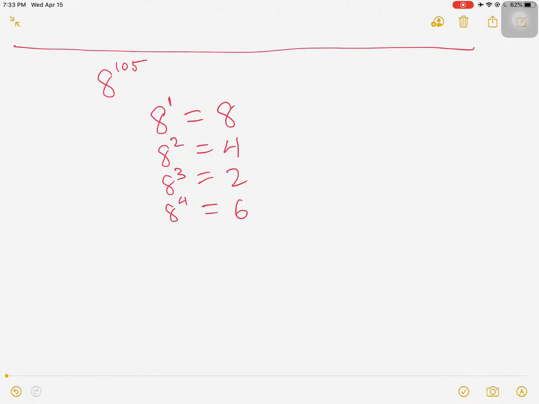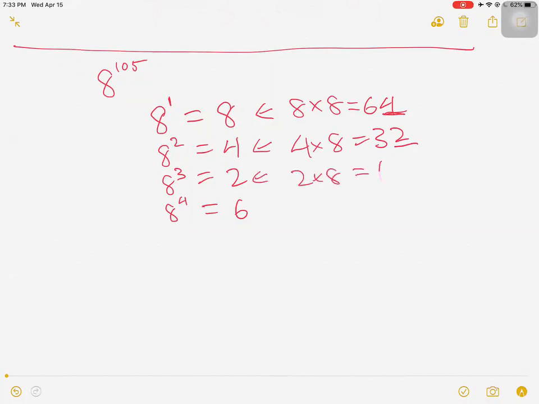So like if we have 8 here, we can get 8 times 8 is equal to 64. And the 4 goes here. And then to find the next number, we can do 4 times 8 is equal to 32. And then the 2 moves here. And then 2 times 8 equals 16. And we move the 6 here, and we have 6 times 8 equals 48. So 8 to the 5 has the last digit of 8.